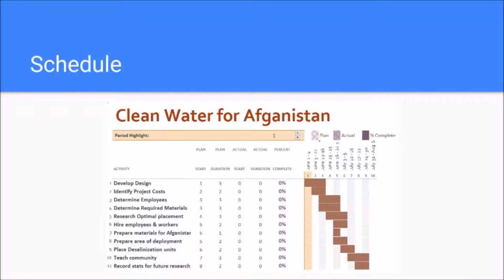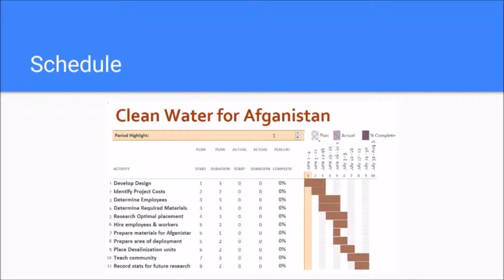Our schedule to provide clean water for Afghanistan will include 11 steps over a 10-week period. The first step is to develop a design, which will be done in 3 weeks. The second step is to identify the project cost, which will be done in 2 weeks. The third step is to determine the required employees, which will be done in 3 weeks. The fourth step is to determine the required materials, which will be done in 3 weeks.